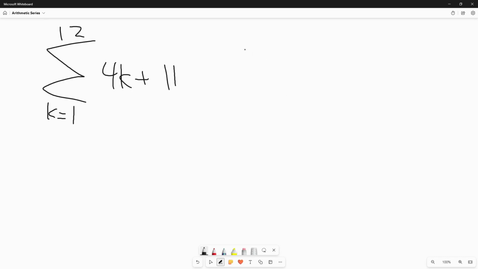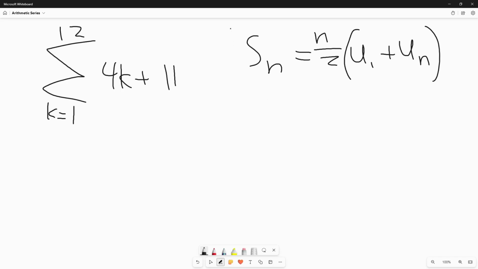So we can use a formula that goes like this. S of n, which is n terms, is equal to n over 2 times u1, which is the first term, plus un. And this is the formula that we are going to use to calculate arithmetic series, and we can use sigma notation to find this. How do we do that?